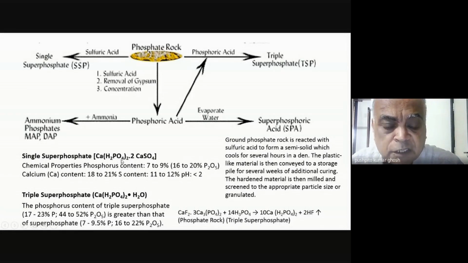Okay, and I'll discuss a little more about the single superphosphate. It is one of the most popularly used fertilizers in our country from a long time. I'll just read it out. Ground phosphate rock is reacted with sulfuric acid to form a semi-solid which cools for several hours in a den. The plastic-like material is then conveyed to a storage pile for several weeks of additional curing. The hardened material is then milled and screened to the appropriate particle size or granulated. And that is what your single superphosphate is.